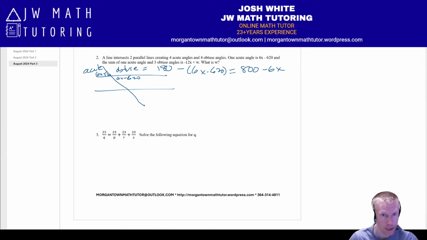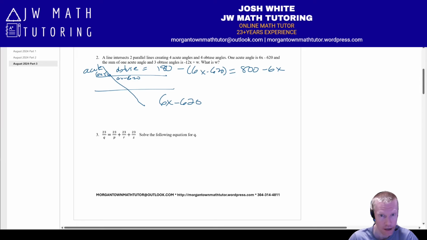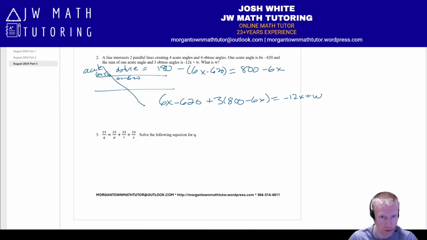Now we take one acute, 6x minus 620, and 3 obtuse, so 3 times the 800 minus 6x, and we set that equal to negative 12x plus w, which we're given. All right, so now we just have to solve this for w, and basically what you're going to see is the x's are going to cancel out.